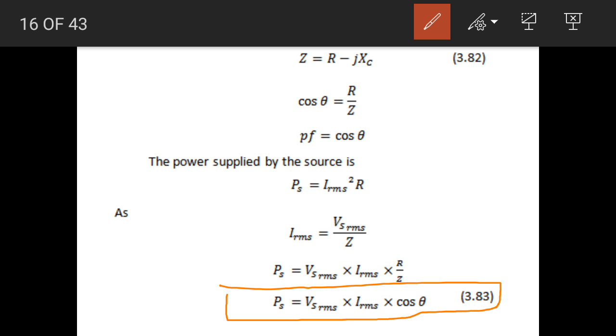So if the RMS value of the applied voltage is known, if the RMS value of the AC current in this series combination is known, and if the power factor of this series circuit is known, we can calculate the power supplied by the source to the entire circuit. According to the law of conservation of energy, the power supplied by the source will be equal to the power consumed by the entire circuit. So we can calculate the power supplied by the source with the help of this equation.